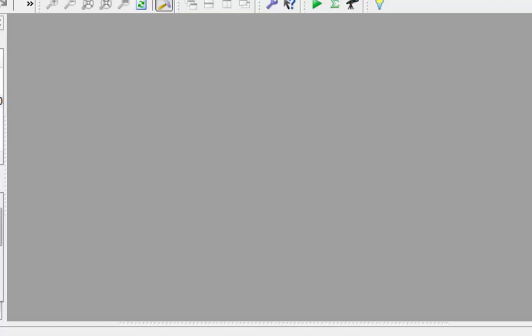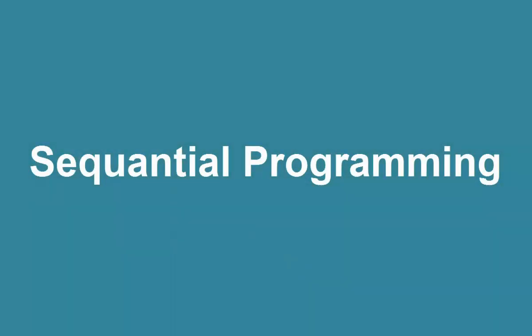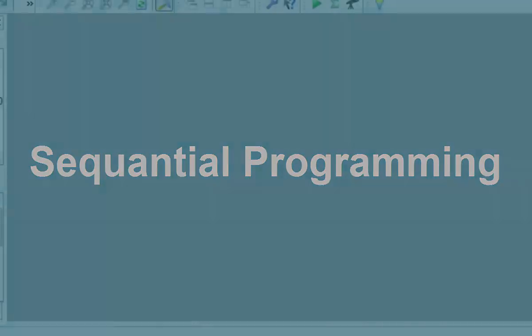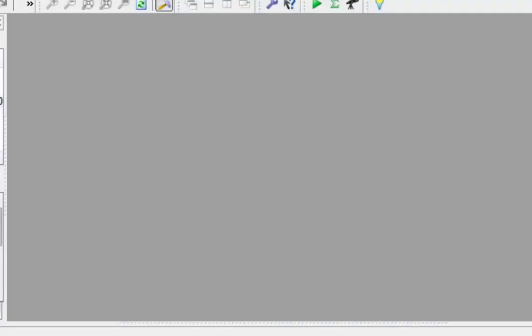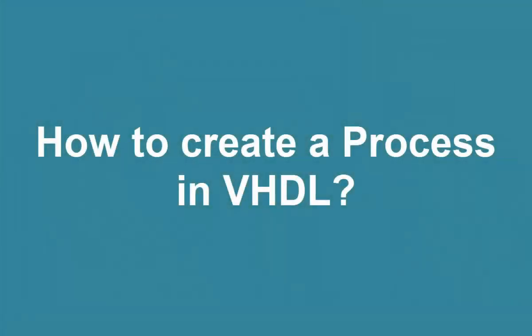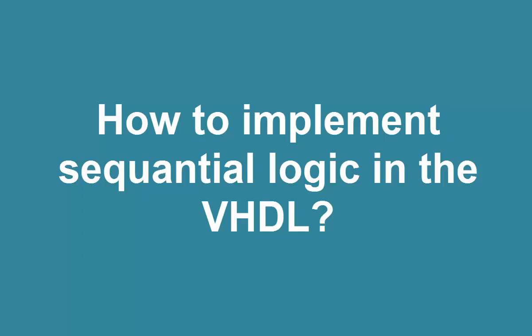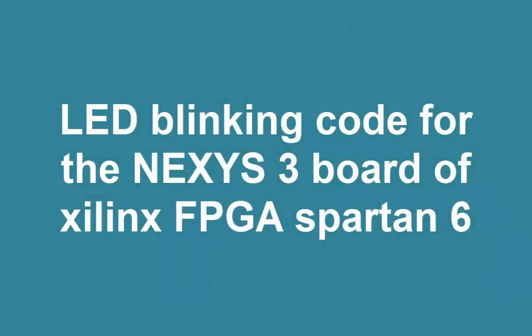So this is a similar task. We are not going to use any for loop or nested for loop. All we have to do is create the sequential program for this task. What you will learn in this tutorial is how to create a process in VHDL, how to implement sequential logic in VHDL, and how to create a blinky program in VHDL and the FPGA.